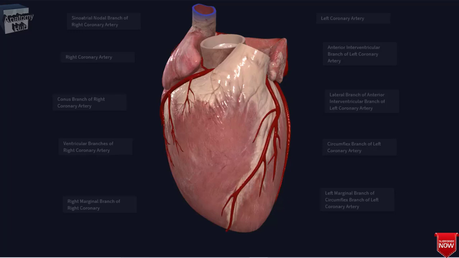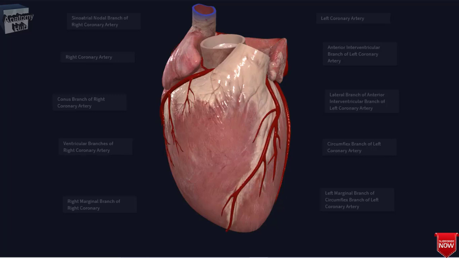Today we'll study about the vasculature of the heart. So the entire body must be supplied with nutrients and oxygen via the circulatory system, and the heart is no exception. The coronary circulation refers to the vessels that supply and drain the heart. Coronary arteries are named as such due to the way they encircle the heart.